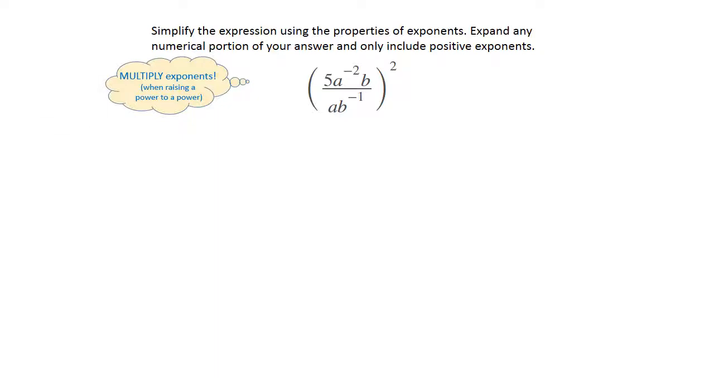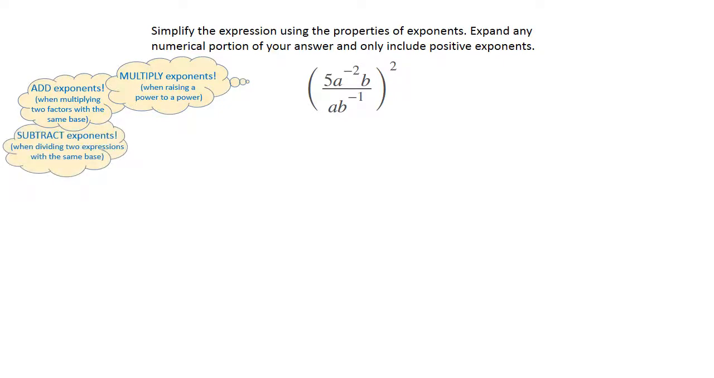The second thing we're going to do is add some exponents if we have any to add, and you'll subtract if you've got any to subtract. Basically, if you're multiplying two factors with the same base, you're going to add, and dividing two expressions with the same base, you're going to subtract.